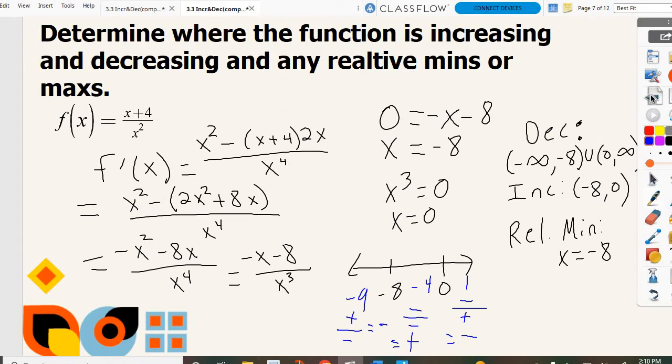However, we looked at one yesterday where here it changes sign at 0.